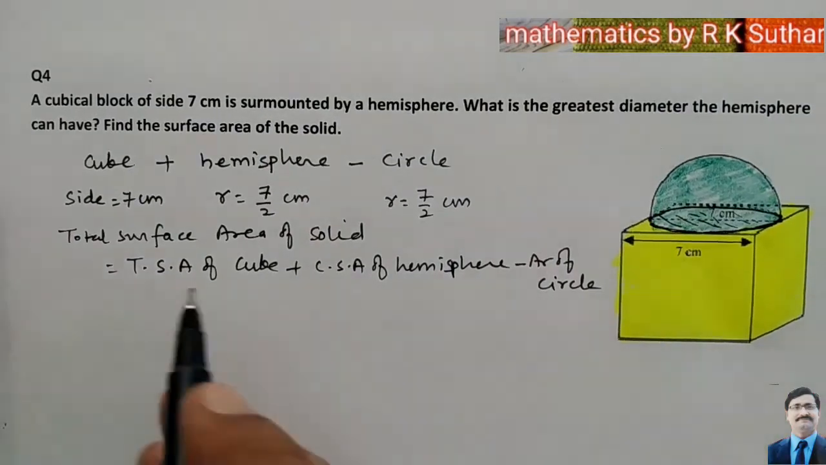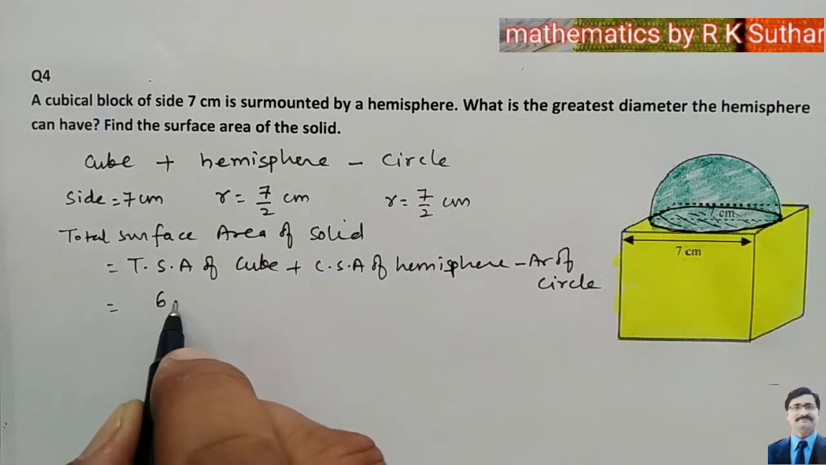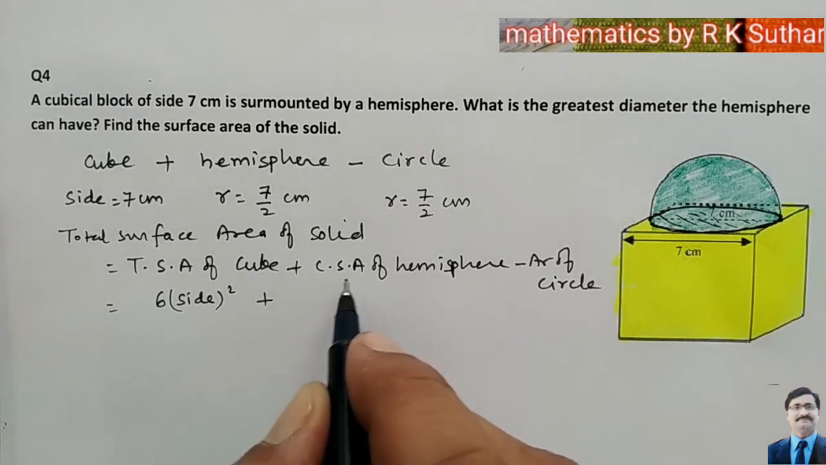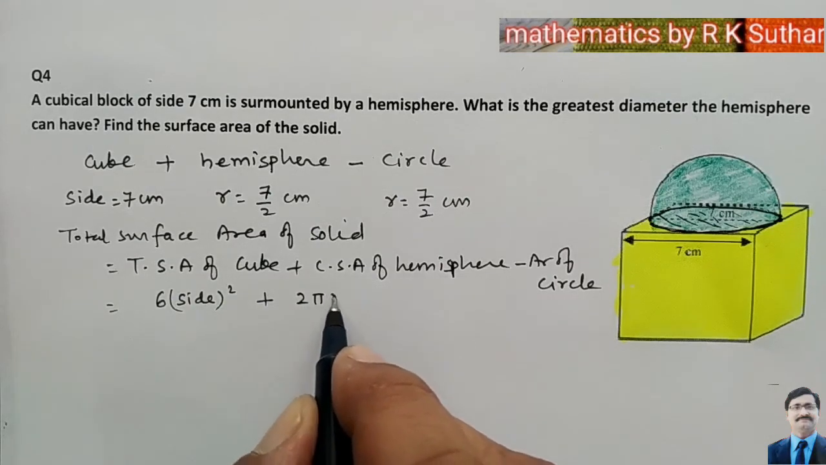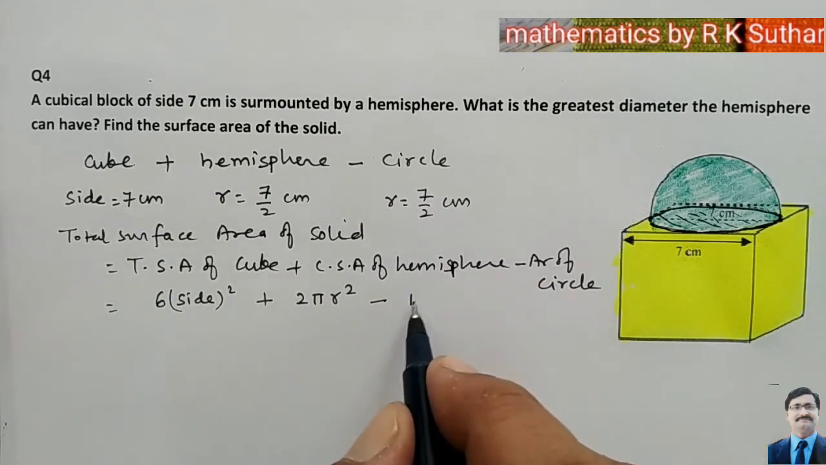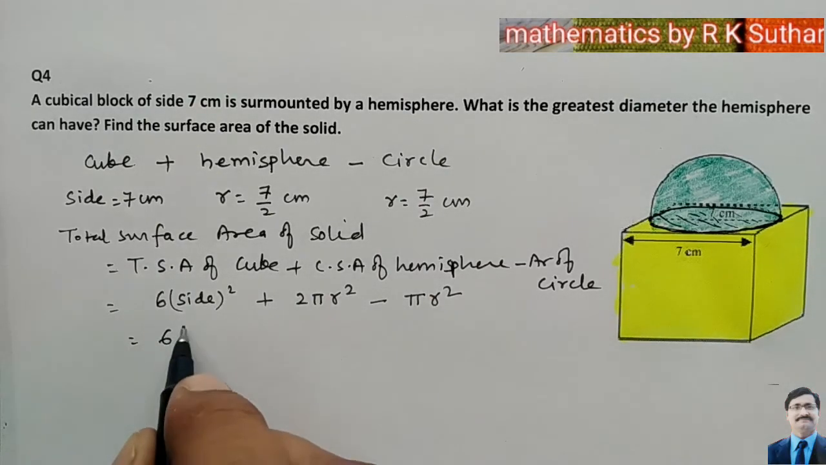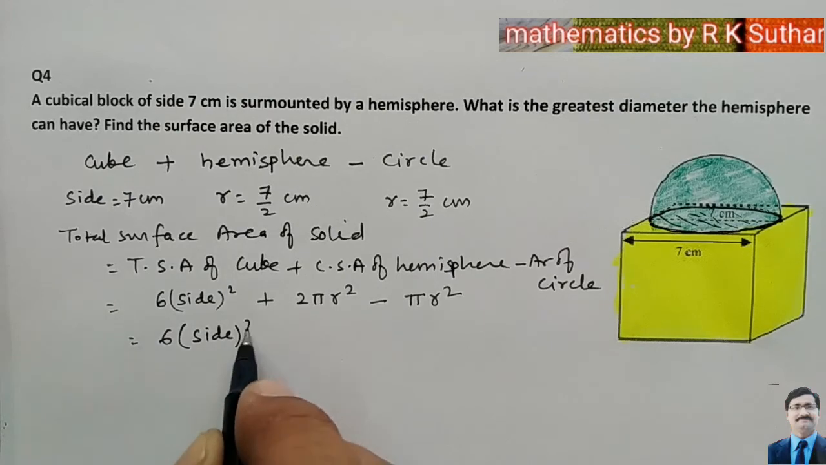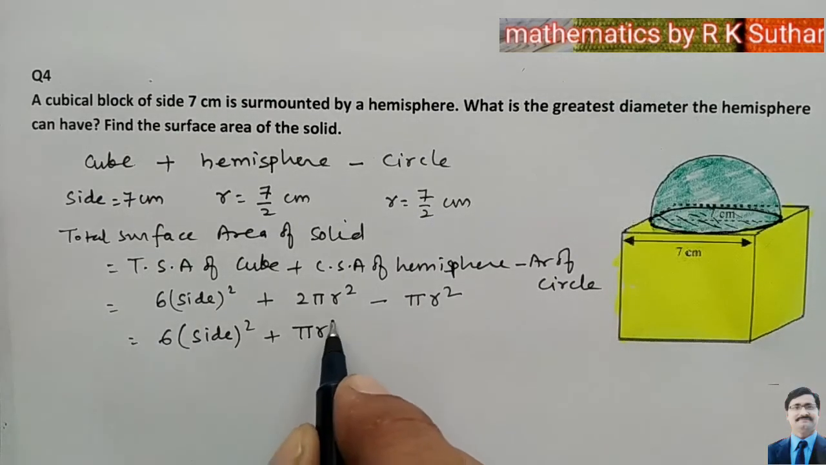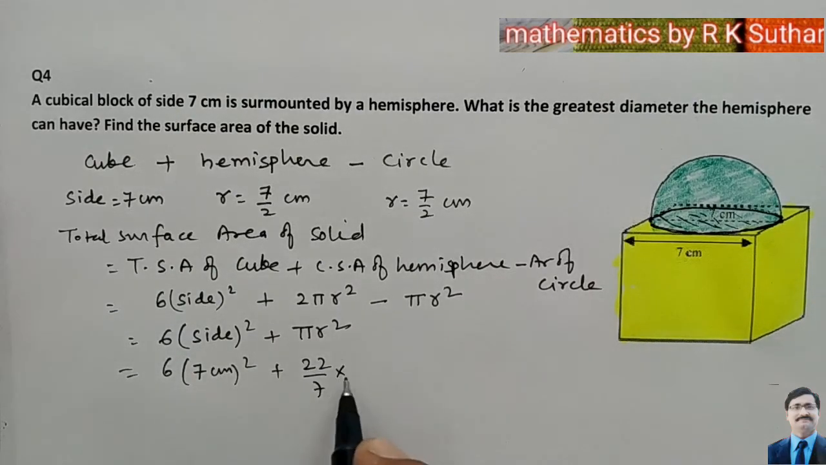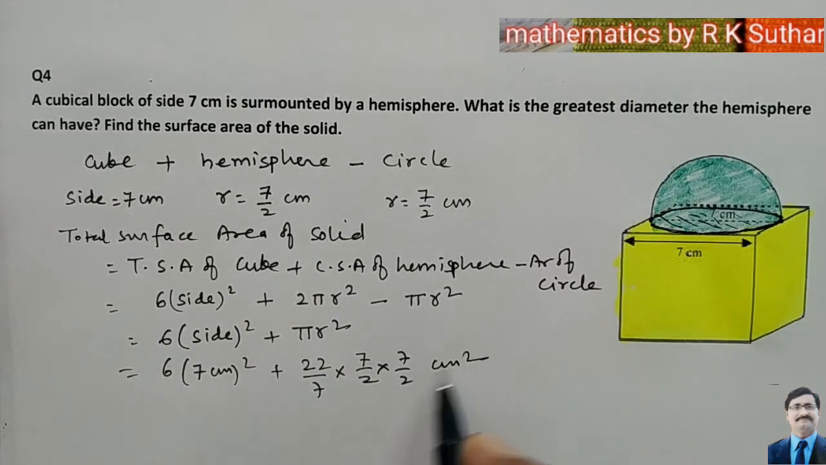Look here, the total surface area of the cube we know is 6 into side square, plus the curved surface area of the hemisphere, 2 pi r square, minus the area of the circle, pi r square. The radius is the same for both, so we can subtract and get pi r square. We have to solve this. The side here is 7 centimeter, pi is 22 by 7, and r is 7 by 2, squared, in centimeter square.